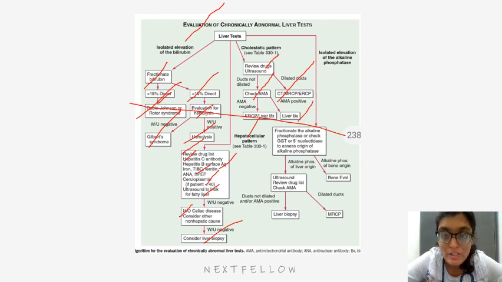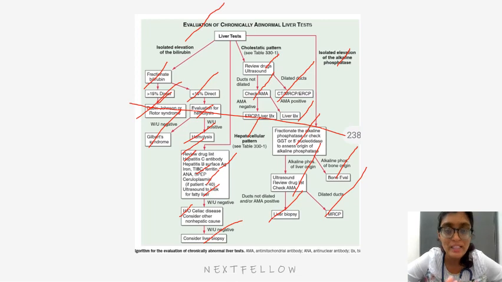If there is isolated elevation of alkaline phosphatase, then you will fractionate the alkaline phosphatase, or check GGT or 5-nucleotidase to assess the origin of alkaline phosphatase. If alkaline phosphatase is of bone origin, then you will do bone evaluation. If it is of liver origin, then do ultrasound, review drug list, check AMA. If the ducts are dilated, do an MRCP, or if the ducts are not dilated or AMA is positive, do a liver biopsy.